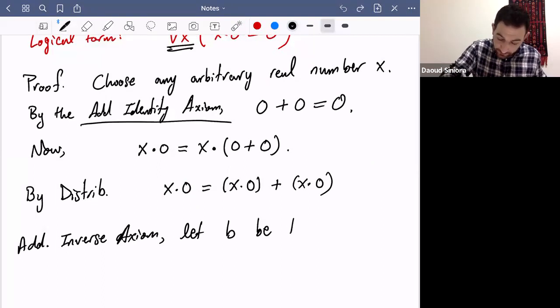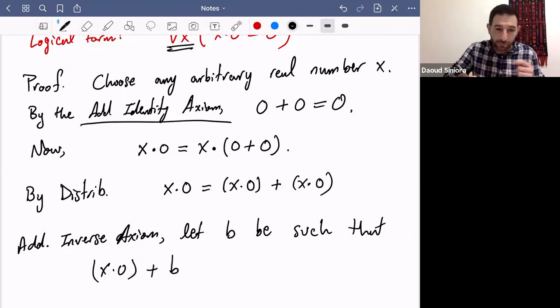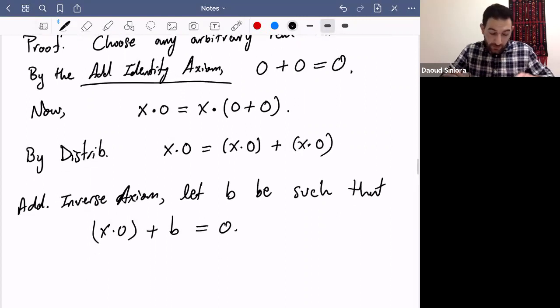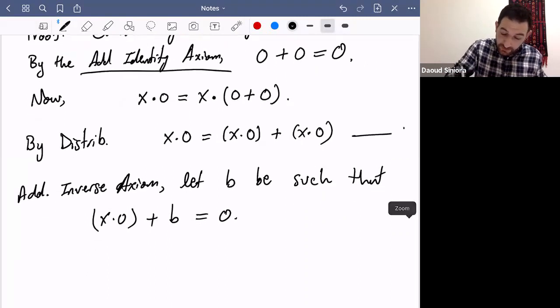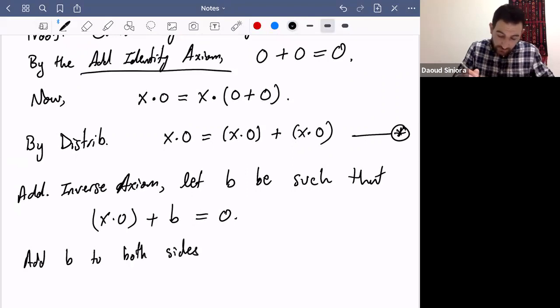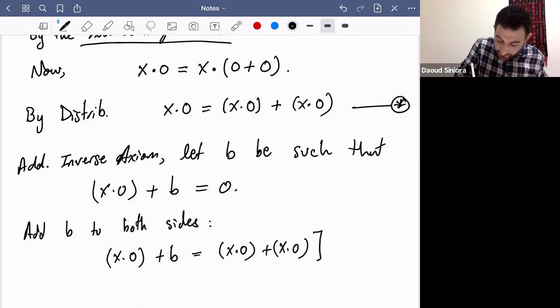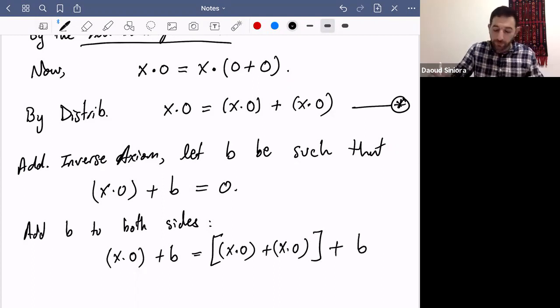So let it be such that if we add b to x times 0, this is a number and b is its additive inverse, so we get 0. Now we add b to both sides of this equation of star. So what do we get? We get x times 0 plus b is equal to x times 0 plus x times 0, which is the right-hand side, plus b. We added b to both sides.